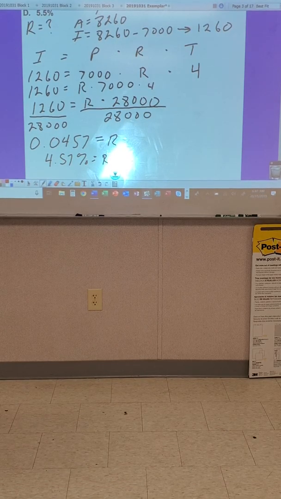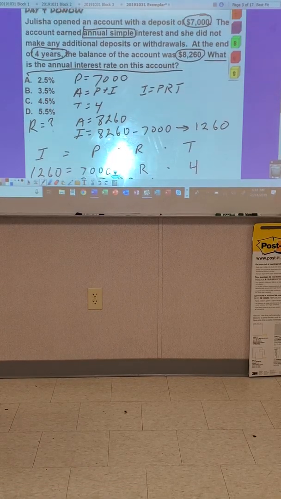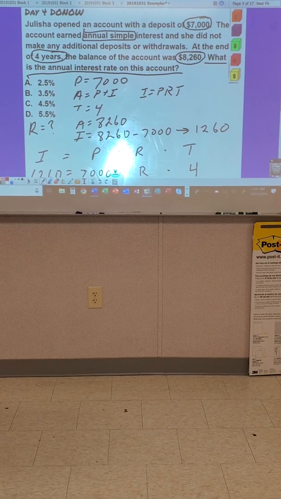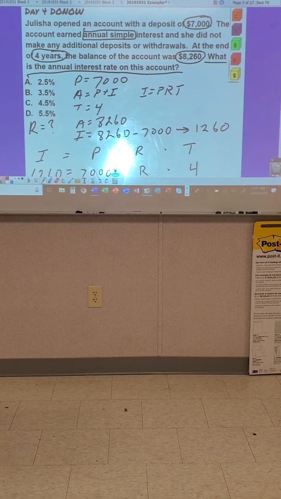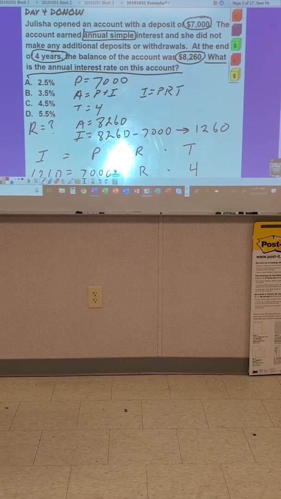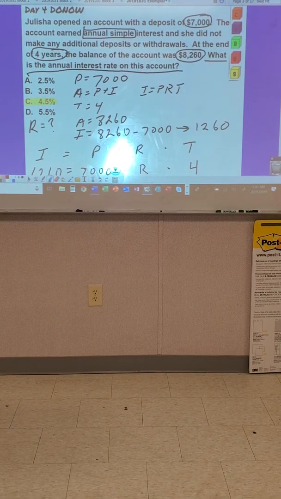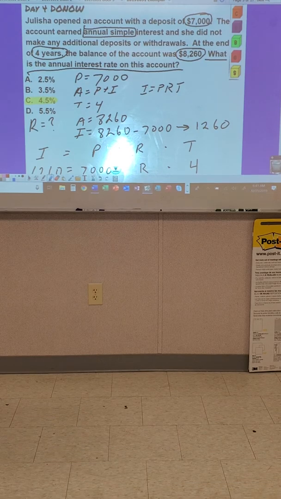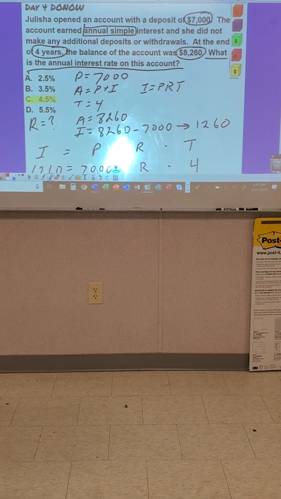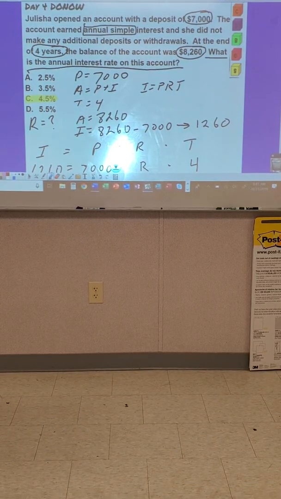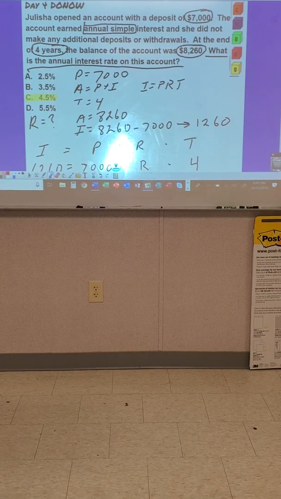Now let's go back and take a look at our calculation. Do we have a number that is close to 4.57? I would say yes, we do: 4.5%. So this is how we calculate simple interest.